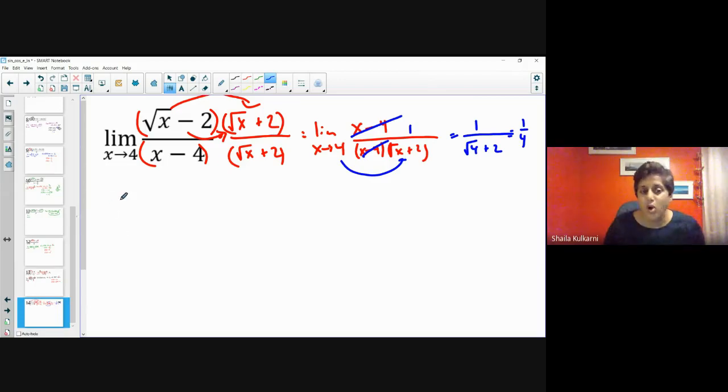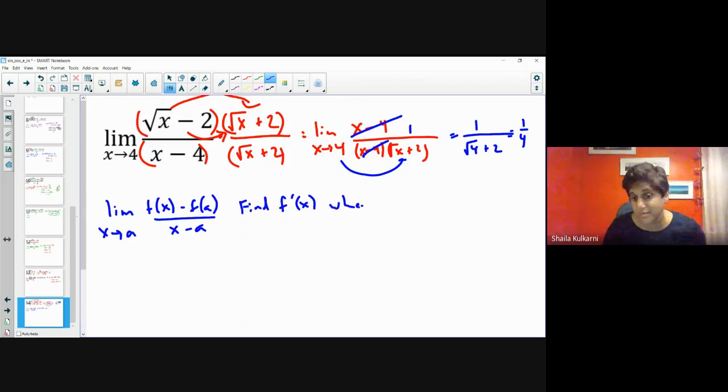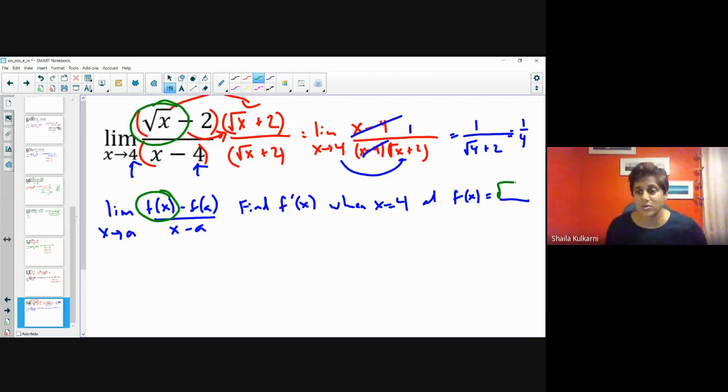Well, what if I wanted to recognize that this was written in the alternate definition of the derivative form? The alternate definition is basically telling me to find f prime of x when x equals something and f of x equals something. So what was the a value here? What was the value being plugged in? It's always this number right here, so the answer was 4. The second question is, what is the function? It's pretty clear that this is the f of x right there. So we get the square root of x.